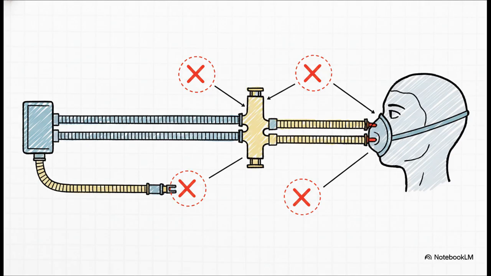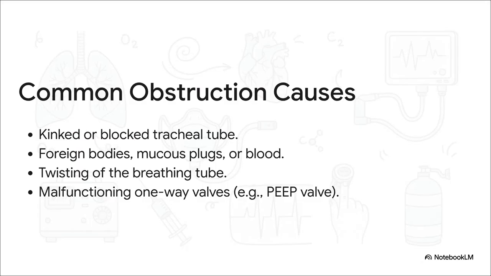A failure at any one of these points means a complete loss of ventilation, and it's something our alarms and our own vigilance are designed to catch in a heartbeat. The flip side of that coin is an obstruction, which presents a different but equally urgent threat.